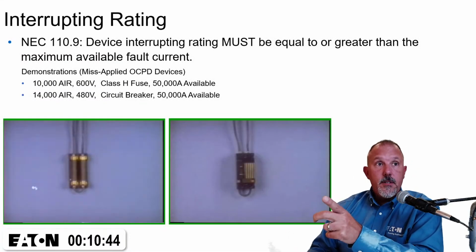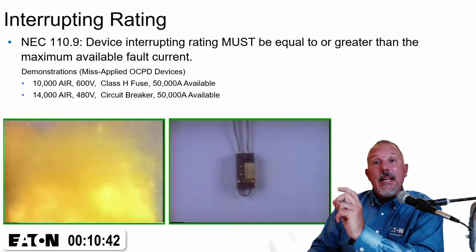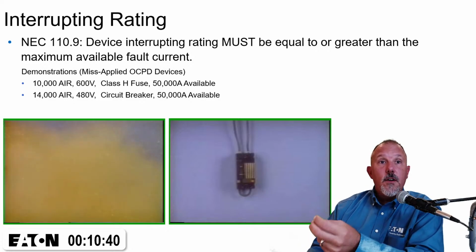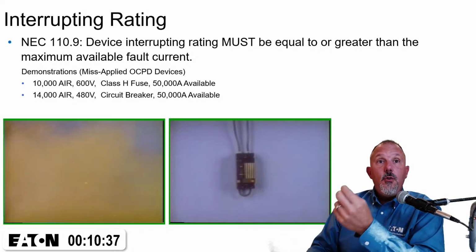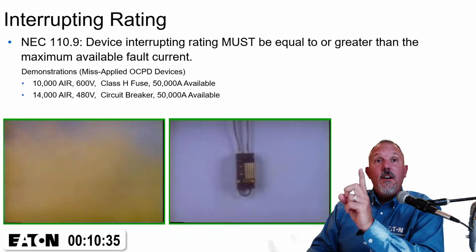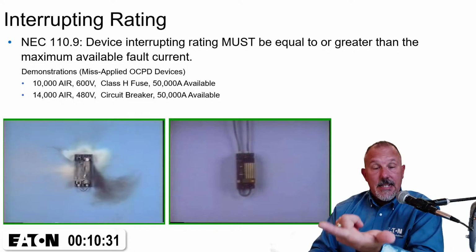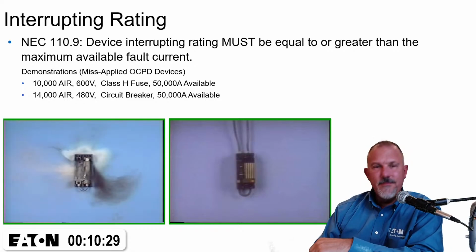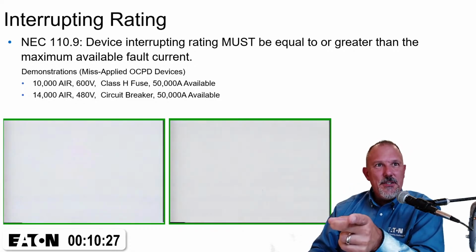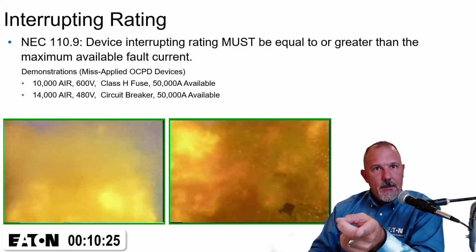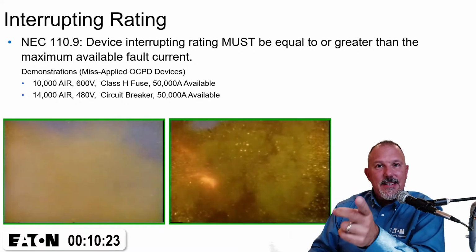This is what happens when you exceed the interrupting ratings of an overcurrent protective device. You have an unintended rapid disassembly in the field. That was a fuse, Class H. This fuse is a serious misapplication. Class H fuse that was rated 10,000 amp interrupting rating, and we put 50,000 amps through it.